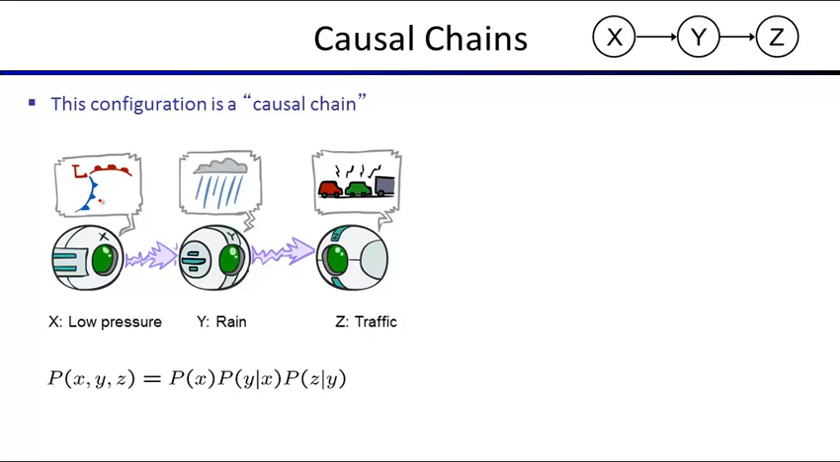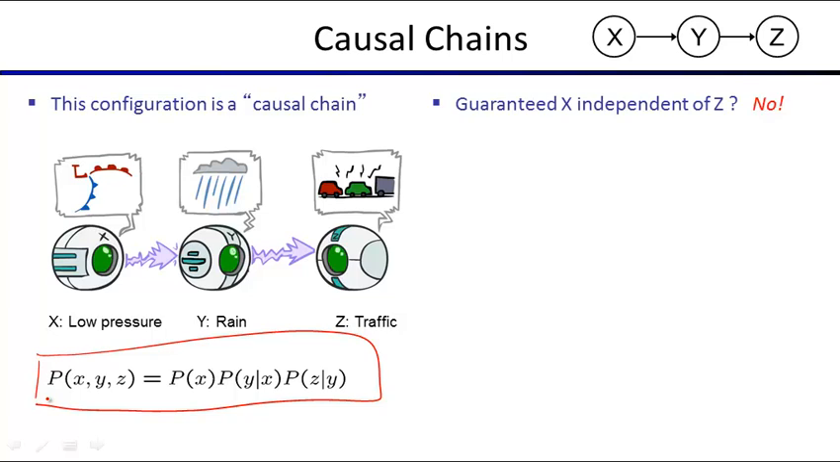Here's the first 3-node graph that we'll look at. This is called a causal chain. X causes Y causes Z is the way we think of this. Really, what it mathematically means is that the joint is given by this expression over here. Okay, is it guaranteed that X is independent of Z? The answer is no. Why is it no?